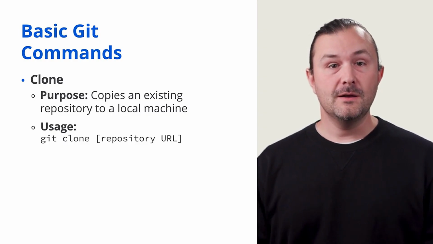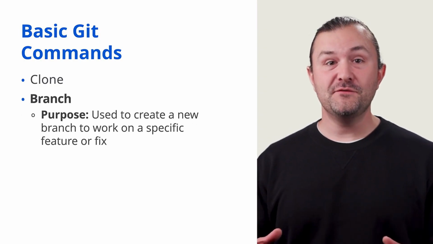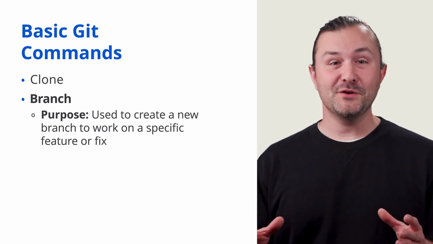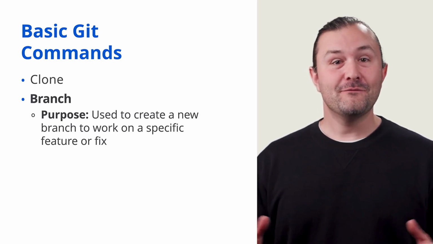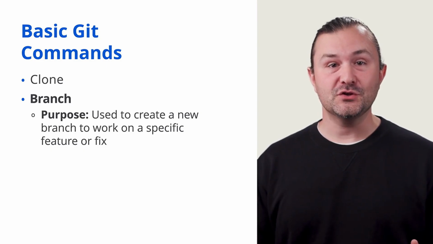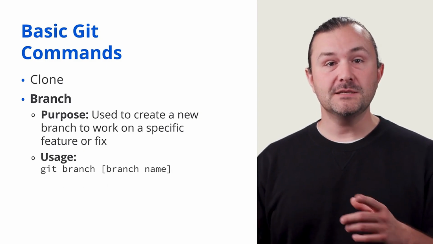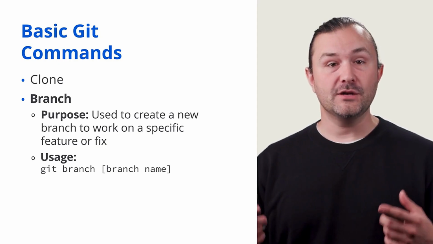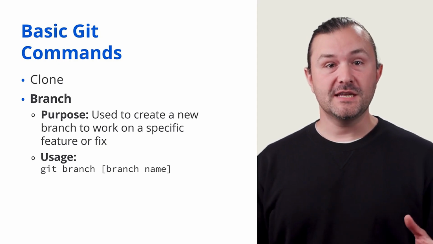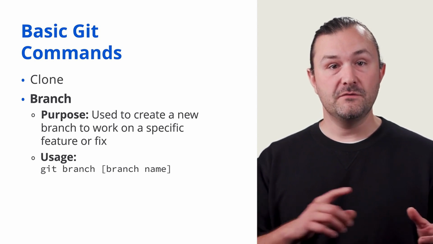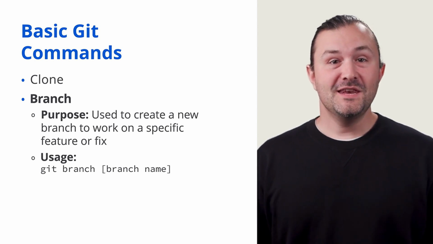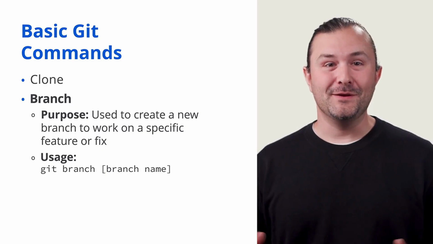Once you have a local copy of the repository with the clone command, the next step is to create a new branch. Branching allows you to work on specific features or fixes without affecting the main codebase, keeping your changes isolated until they're ready to be merged. For example, to create a new branch for your feature, you would type git space branch space followed by the branch name. For your user authentication feature, you might create a branch by using the command git branch feature-authentication. Now, you're ready to get started on the development work.